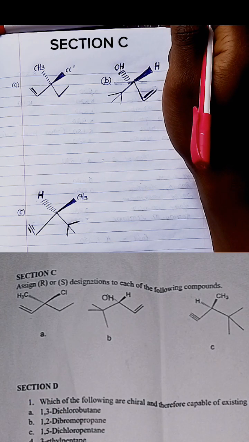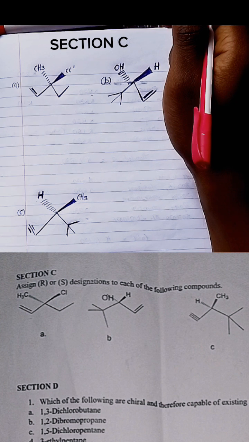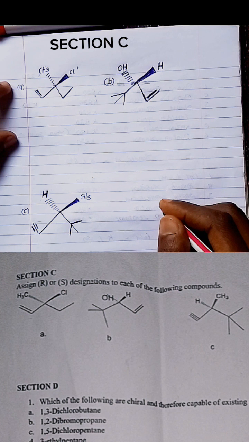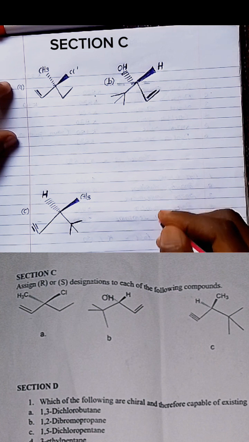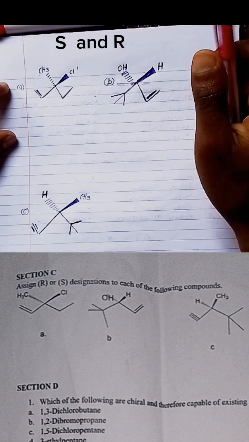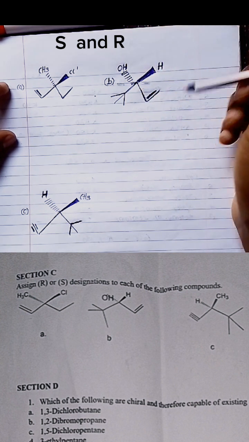Let's move on to section C. In section C, we have this set of compounds, and then we're expected to assign or designate S and R configuration. So there are certain things you need to know before you designate S and R configuration.